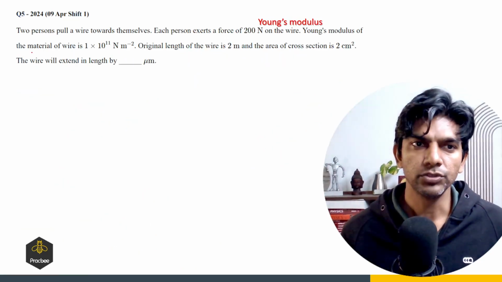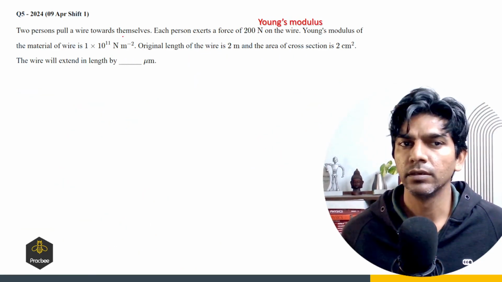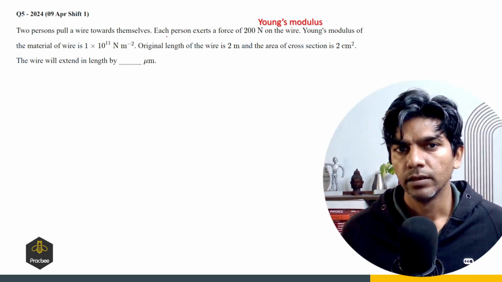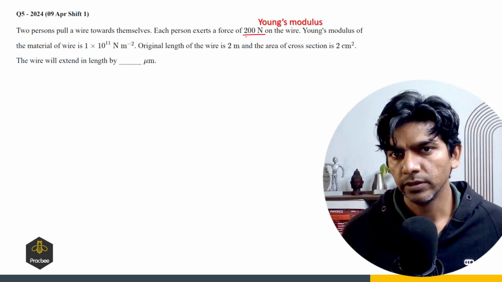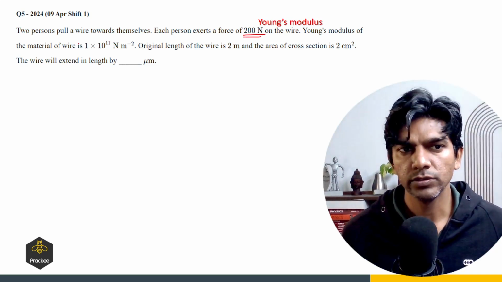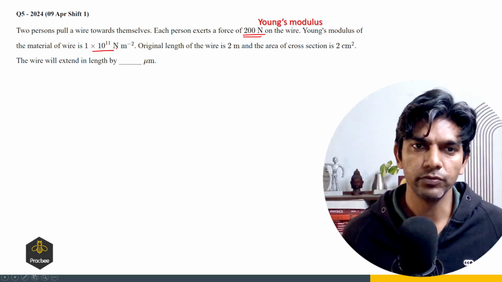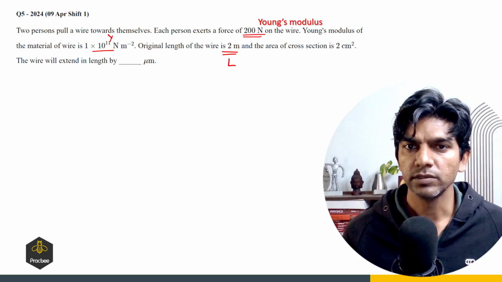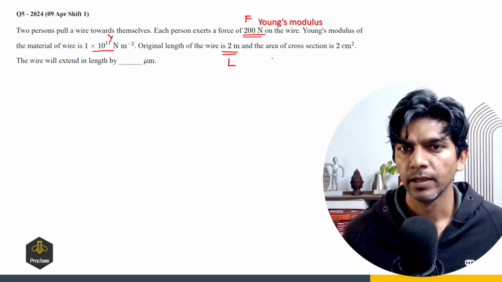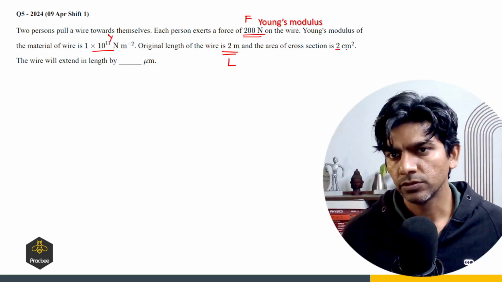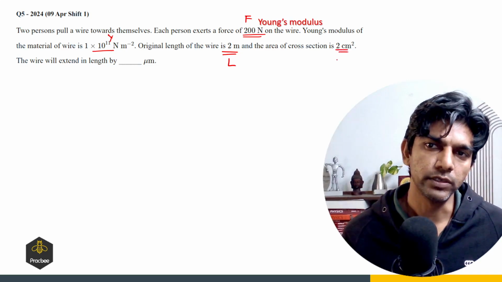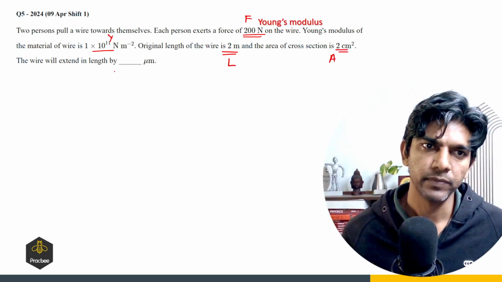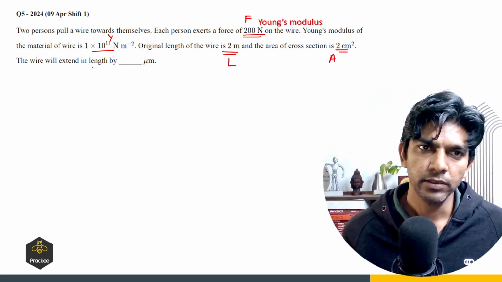Okay, let us see the next question. Two persons pull a wire towards themselves. Each person exerts a force of 200 Newton on the wire. Young's modulus of the material is given as 10 raised to power 11 Newton per meter square. Original length of the wire is 2 meter. This is Young's modulus. This is the force. And the area of cross section is 2 centimeter square. So that is area. So wire will extend in length.